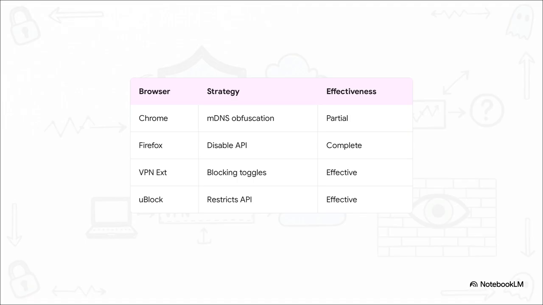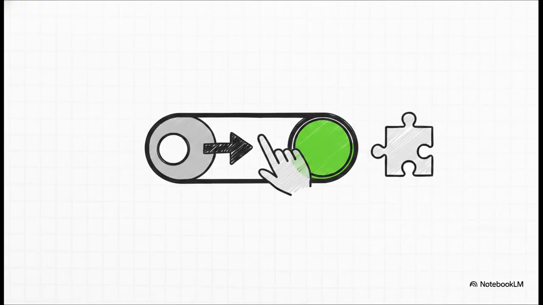Firefox, on the other hand, they offer the nuclear option for complete privacy. You can actually dive into the about:config menu, find the peer connection setting, flip it to false, and completely shut down the WebRTC API at the browser level. It is highly effective. But what if you don't use Firefox? Well, action is definitely required on your end. You can use dedicated VPN browser extensions, like the ones from ExpressVPN, NordVPN, or ProtonVPN, or you can use powerful ad blockers like uBlock Origin to restrict the API.